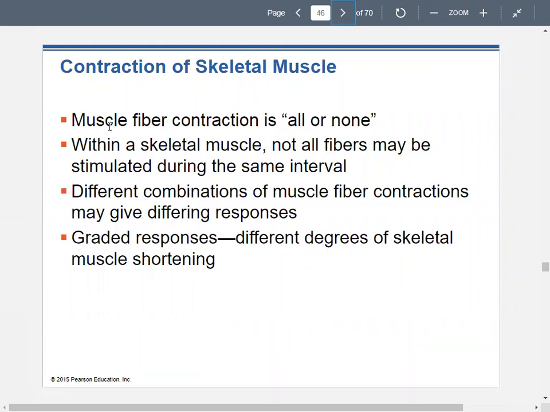So that brings us to contraction of skeletal muscle. As I said before, it's all or none. Either you contract or you don't. So within skeletal muscle, only some fibers might be stimulated. You might not stimulate all the fibers. And different combinations of your muscle fiber contractions will give you different responses. So you get what we call graded responses, which means you have different levels or degrees of the shortening of the skeletal muscle.